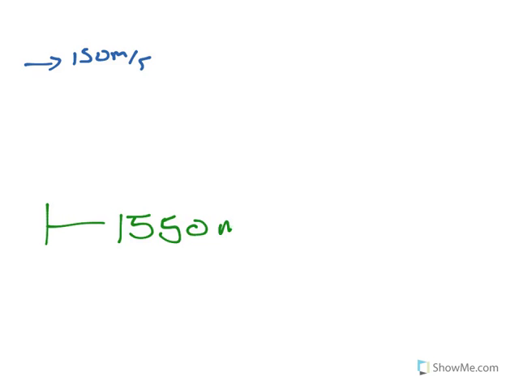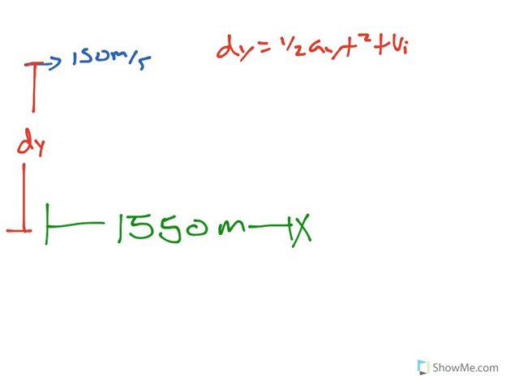Right, number 3, a bomber is flying horizontally with a speed of 150 meters per second. It drops a bomb 1,550 meters in advance of its target. What was the altitude of the plane? So altitude is a distance in the y. So we know we need to use dy equals 1/2 ay t squared plus viyt, and that goes to 0 because its initial velocity in y would be 0.